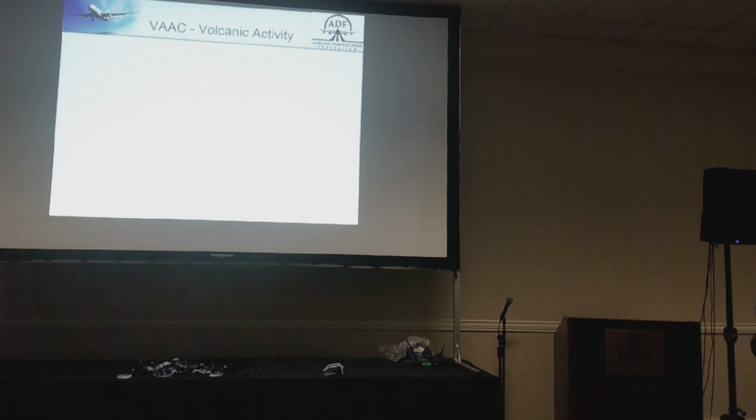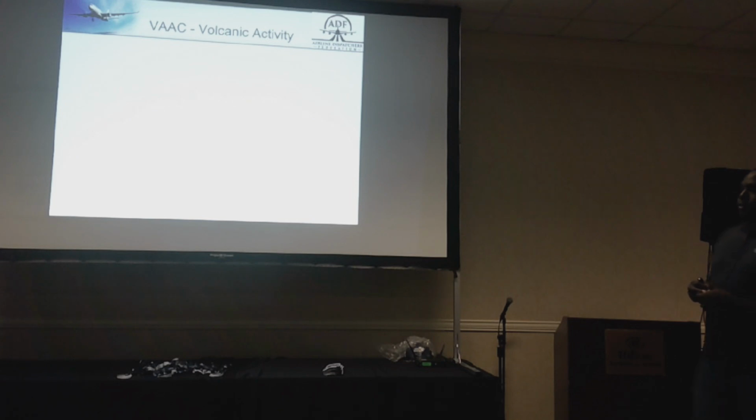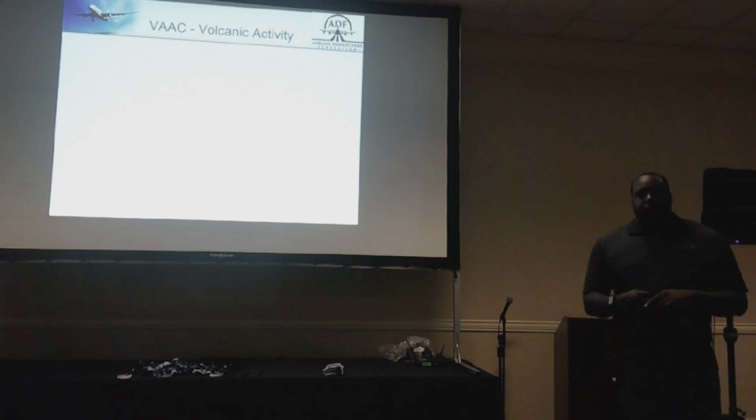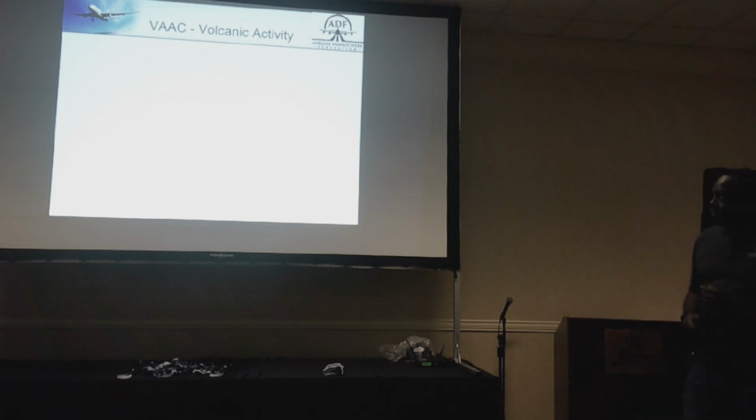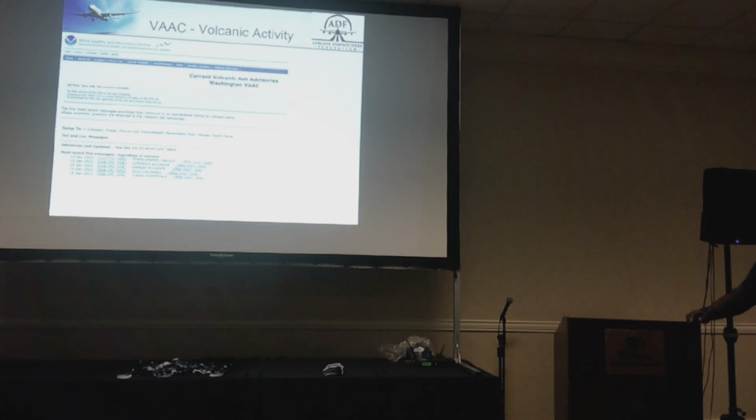VAC. The VAC is the Volcanic Ash Advisory Center. There are 9 of them around the world, and their sole responsibility is to let us know when there are volcanoes going off. The Washington VAC on this day was keeping an eye on one of my favorite volcanoes, Popo. I don't know how to say the whole name, and I won't try, so we're just going to call it Popo.